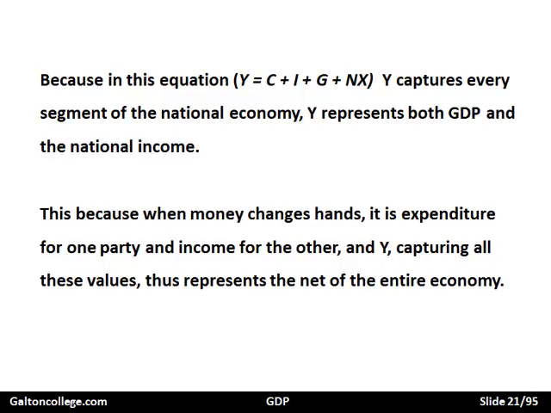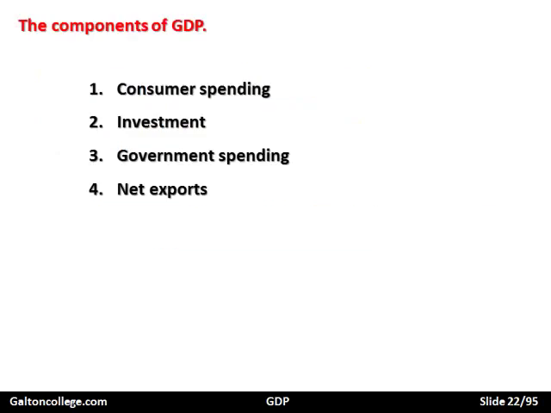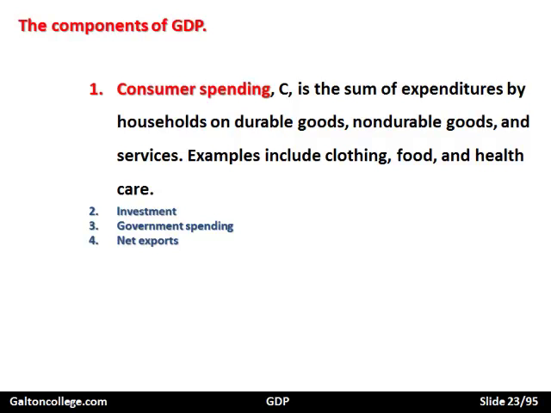So we have now got an expression which can calculate the GDP of the economy. Y equals C plus I plus G plus NX. Consumer expenditure is the sum of expenditures by households on durable goods, non-durable goods and services. So it includes clothing, food, healthcare and so on. So consumer spending, there'll be many items. You could buy products for the home, and we could buy entertainment, meals out. So these are items on which we spend income.